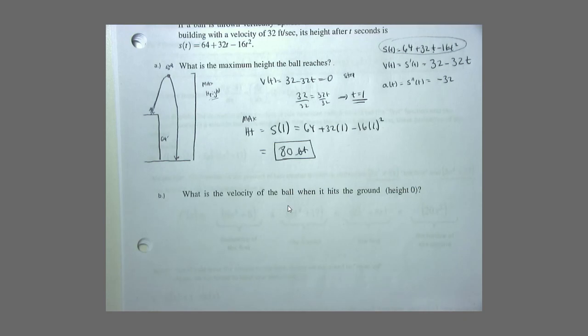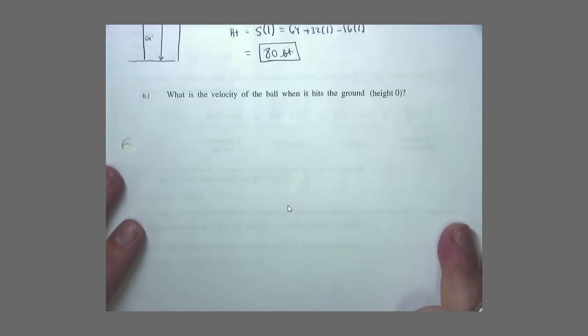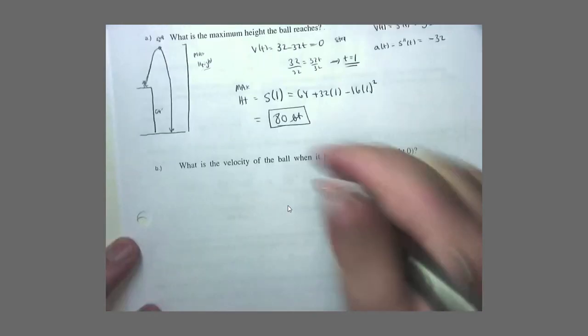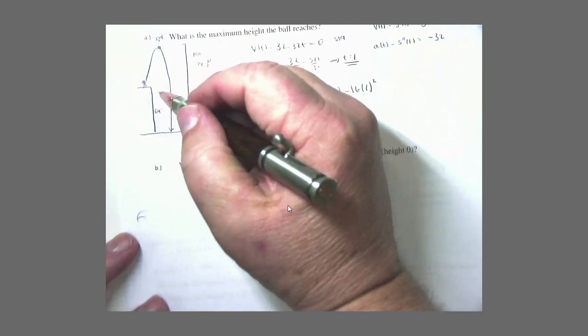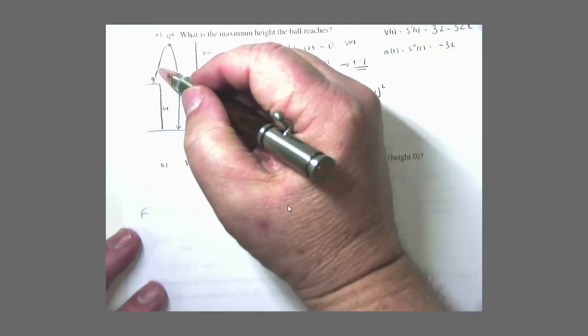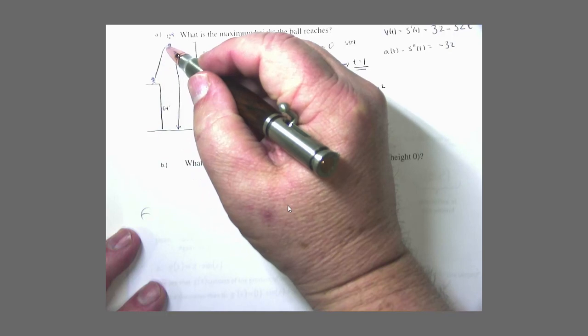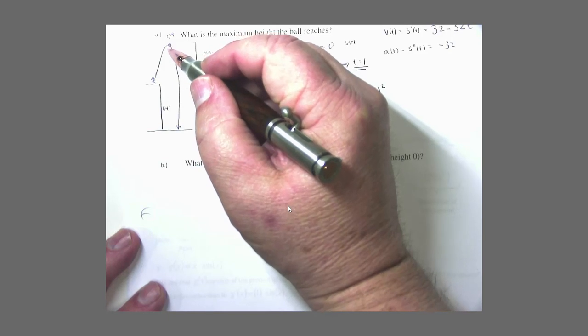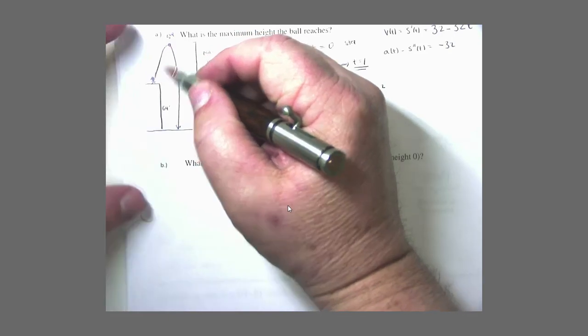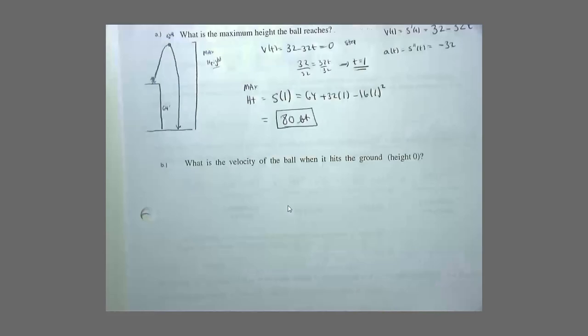Look at part B. What is the velocity when the ball hits the ground? To give you a hint, height is 0. So this ball came up, I threw it out and it immediately started to slow down, slow down, slow down. Then it stopped. And now you notice, by the way, what's the acceleration of the ball when I throw a ball straight up in the air?